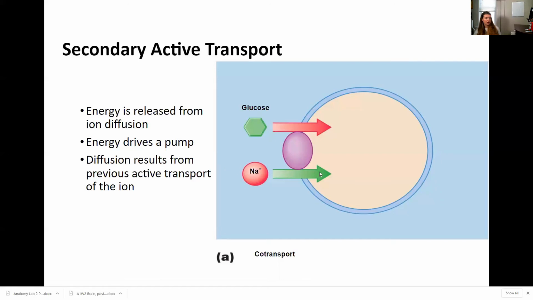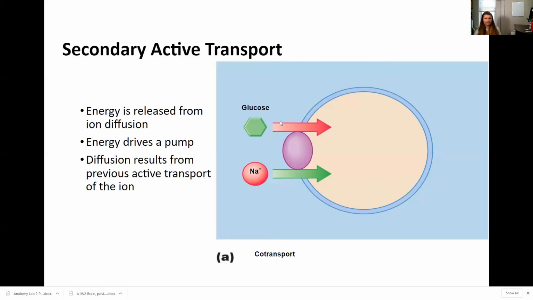So we'll have our sodium then allowed to move into the cell. So it's going to move down its gradient. And as it does that, it's going to pull another molecule with it. But that other molecule will be moving against its gradient. So that's the part that makes this active transport.